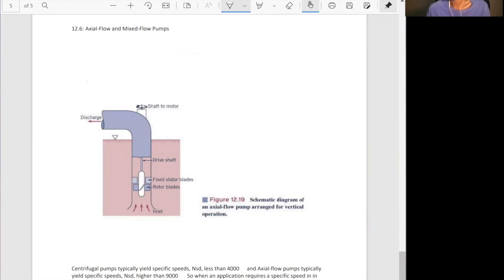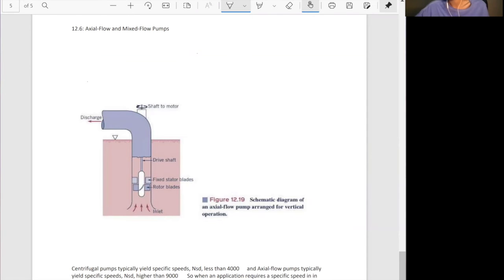Section 12.6 is about axial flow and mixed flow pumps. From previous sections, we know centrifugal pumps are radial flow pumps that operate best for applications that require high heads and low flow rates. When the opposite is required, low heads and high flow rates, an axial pump is commonly used. And there is a picture of the schematic for an axial flow pump.